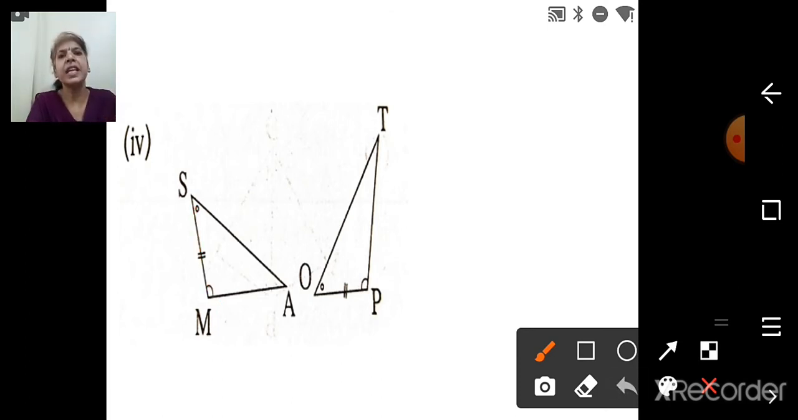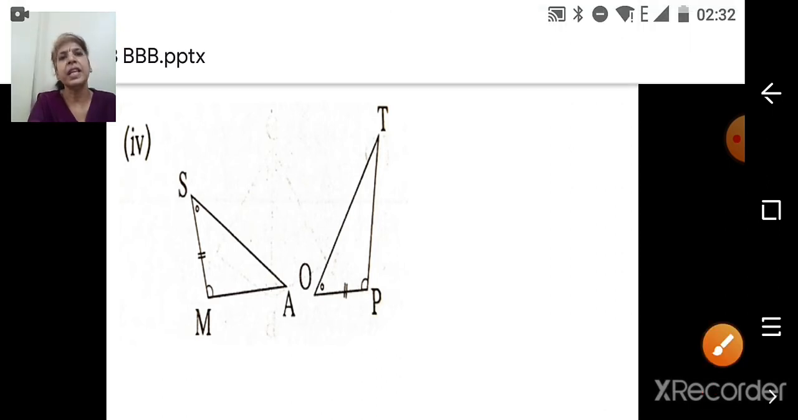And which is that side? This side is included by two angles. Same way here also, the included side is given, that is, between two angles. So do you know which test it is? It is the ASA test. Right? And now correspondence, that also we have to write correctly.